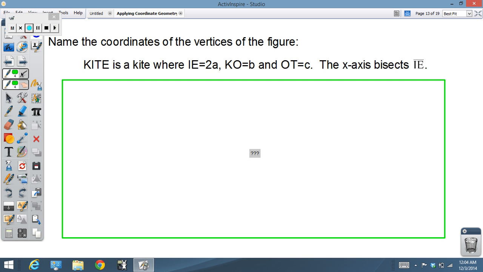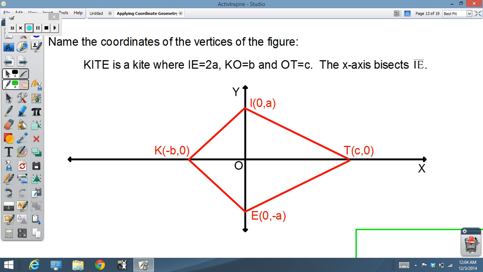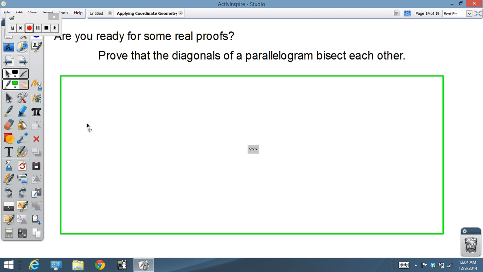One more. Got a kite. You can read along. Pause. Answer coming. That's what that one's going to look like. Okay. All right, you ready for some real proofs?